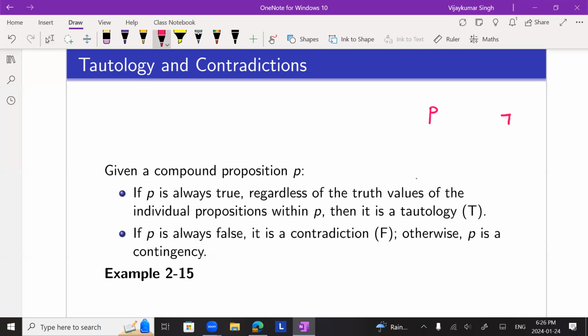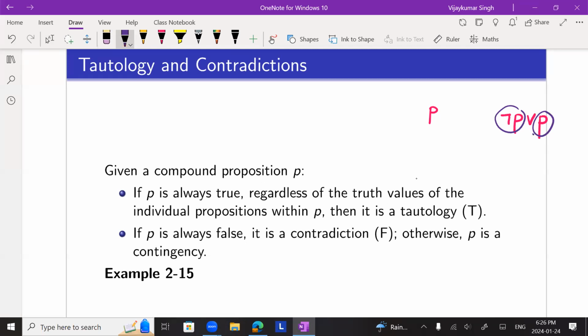Let's take this statement, negative P or P. Look at this statement, negative P or P. We agree that this is a statement, right? Now, this statement is basically a compound statement, right? So no matter what the values of these are, the output is always going to be true. Let's check it out.